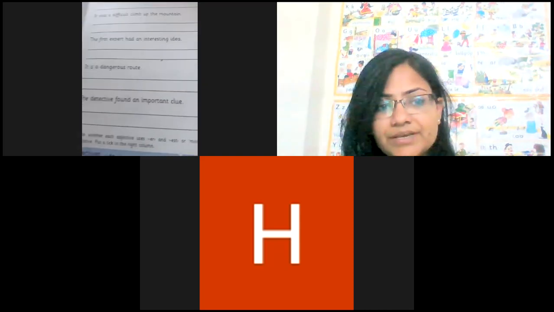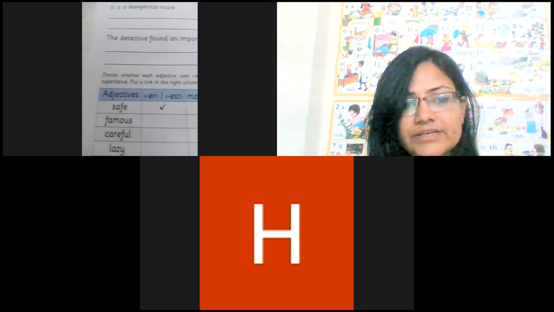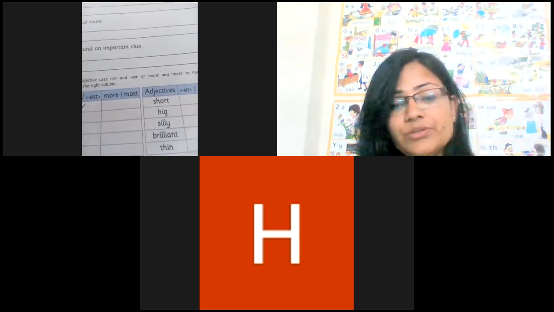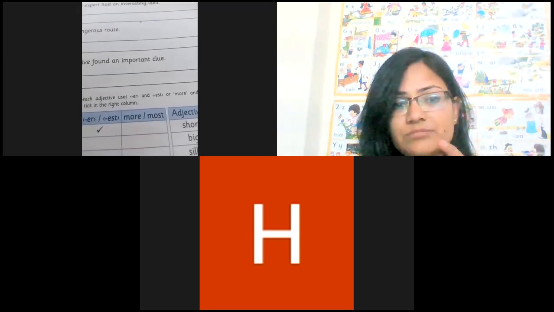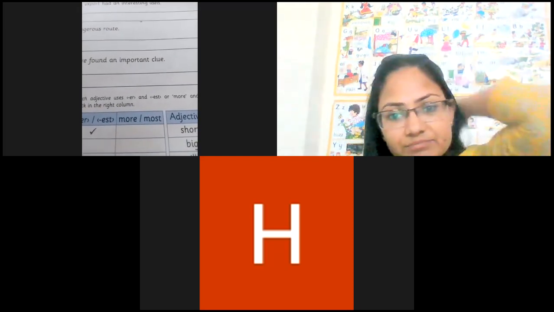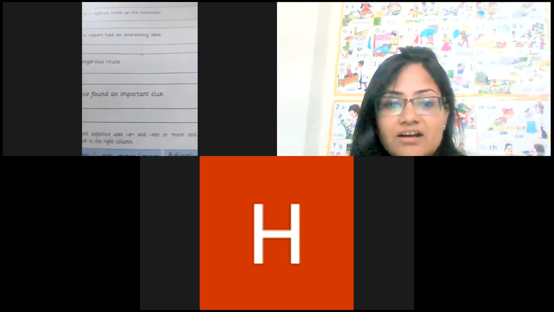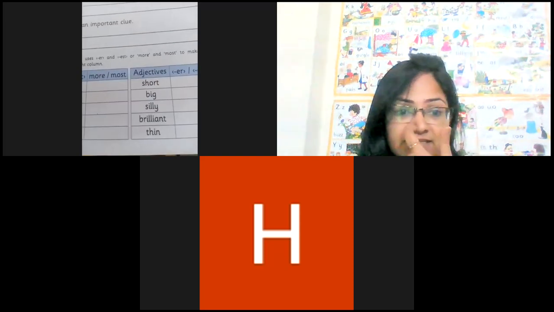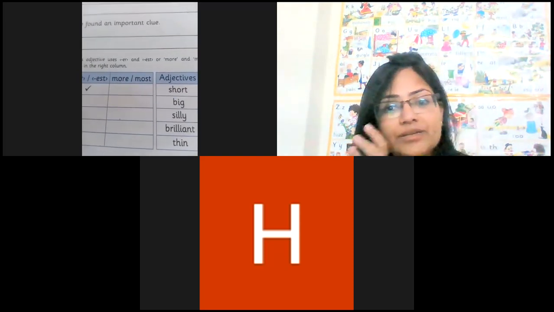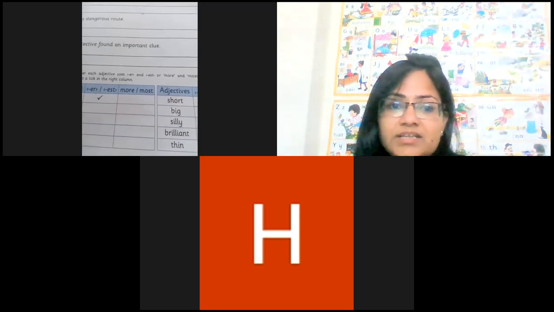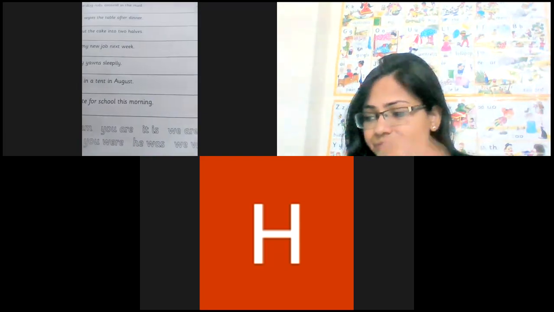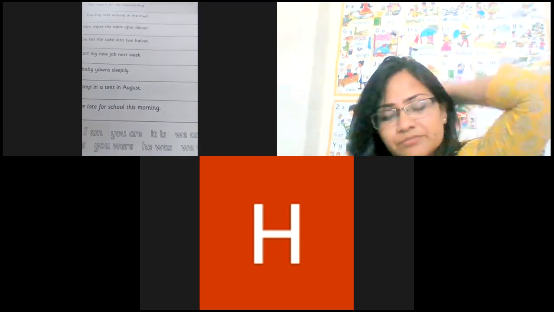This we have done, comparative and superlative, adding er and est. Okay, more and most. If the word is two syllables or more than two syllables, then the word itself becomes so big that we don't add er and est, but we add more and most. For example, brilliant will become a very big word. So it's more brilliant, the most brilliant. So how do we get to know where to use more and where to use most?